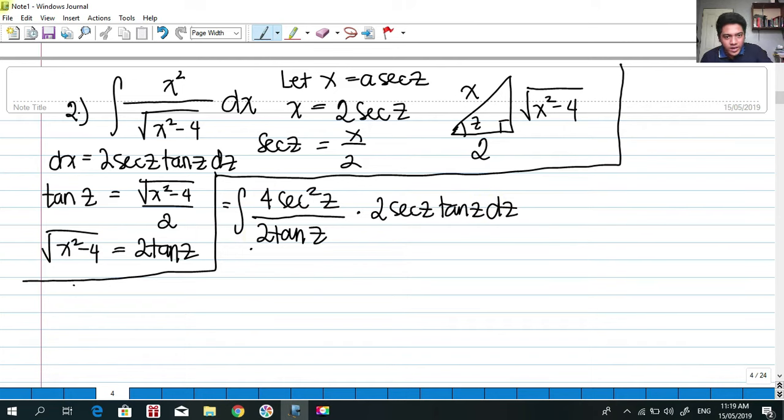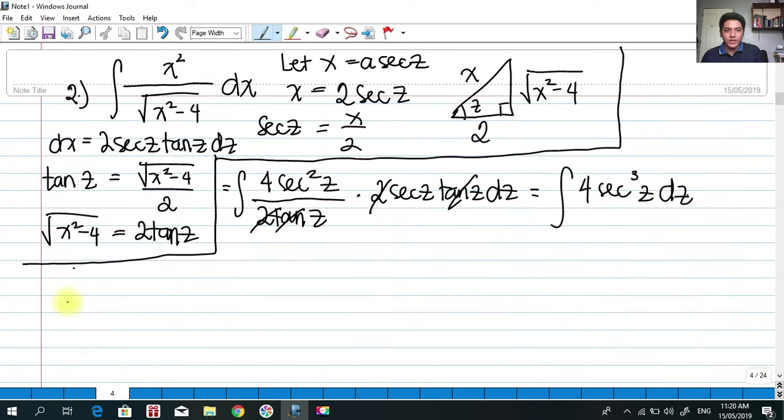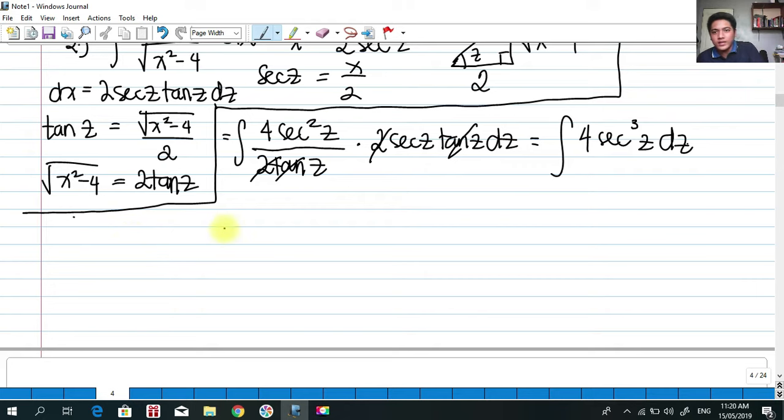As you can see here, 2 tangent z will be cancelled by this, okay? And you are left with the numerator, what? Integral of 4 secant squared z times secant z is secant cube z dz. Okay? So that is now our integral. So we can integrate this using integration by parts.